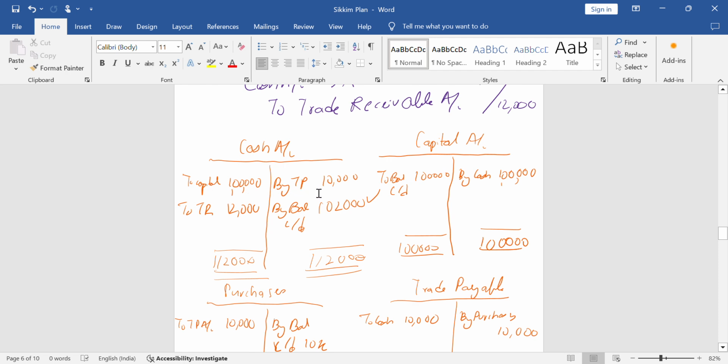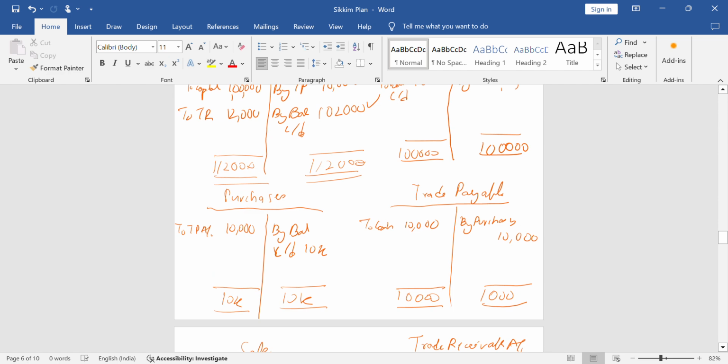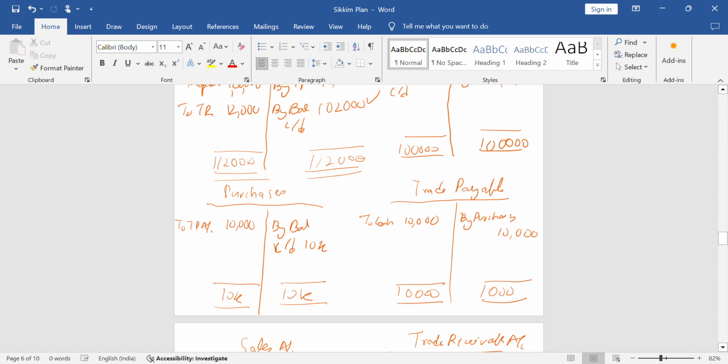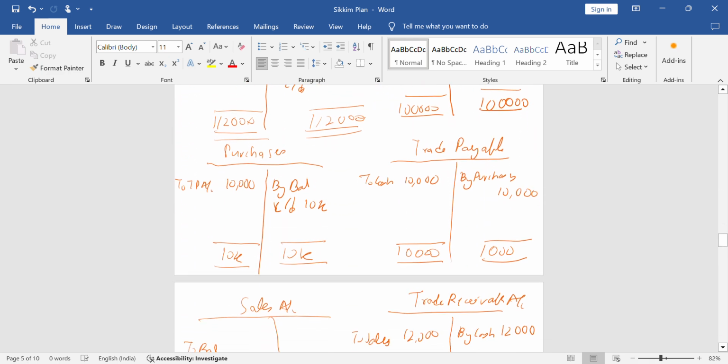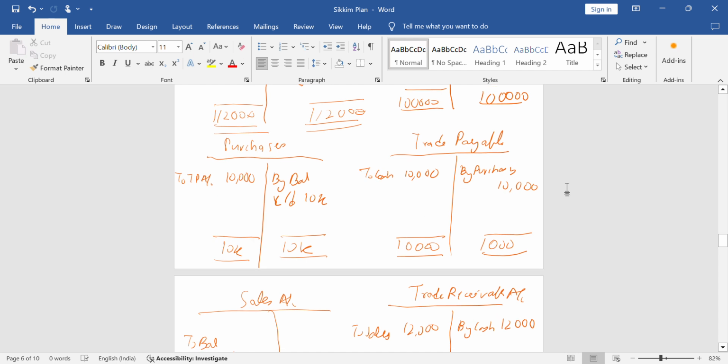Then in the second transaction, we bought goods worth rupees 10,000 on credit. So we will go to the purchase account, we'll show to trade payable account 10,000 rupees. This trade payable account 10,000 rupees, and in trade payable account we will show by purchases 10,000 rupees.